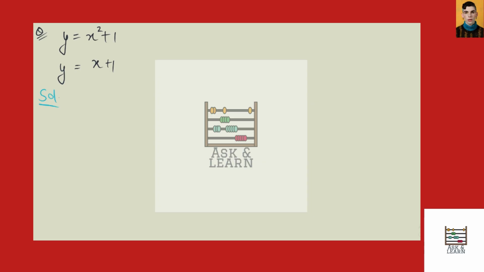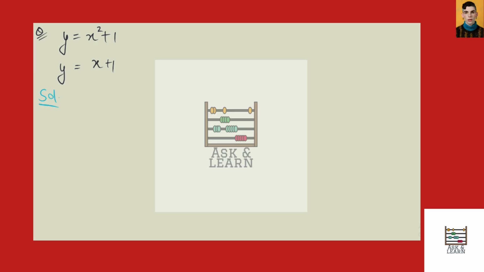In this question, we need to calculate the area which is enclosed between these two curves given as the functions y equals x square plus 1 and y equals x plus 1. These are the two given equations. In the first part, we need to calculate the area of the region enclosed between these by partitioning the x-axis, and in the second part, we need to calculate the same area by partitioning the y-axis.